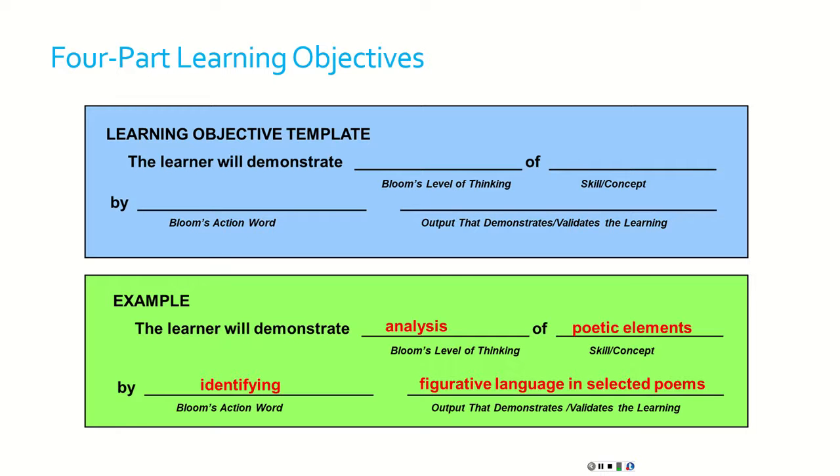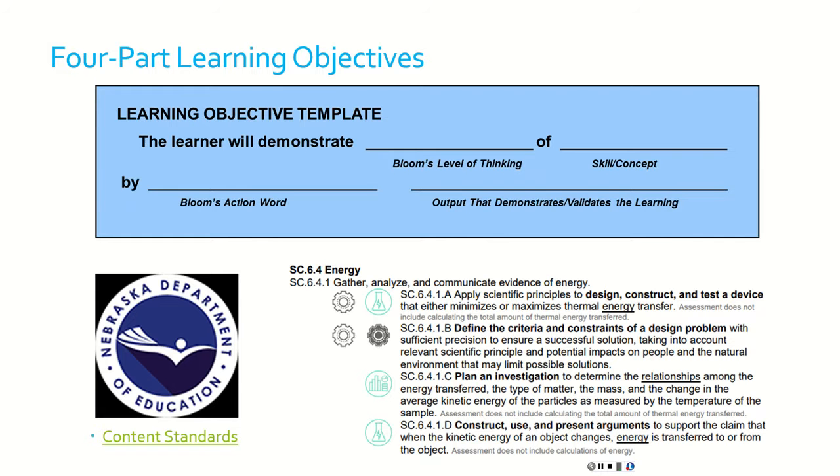Continuing to use the template: the learner will demonstrate the Bloom's level of thinking, the skill or concept that the student will be learning, and then how they'll do it and the output that will show that they are learning it. For example, the learner will demonstrate analysis of poetic elements by identifying figurative language in selected poems.